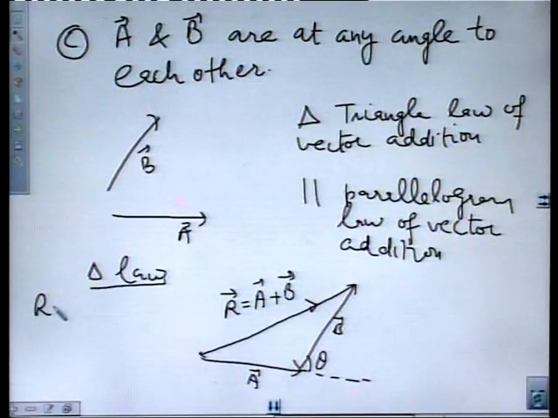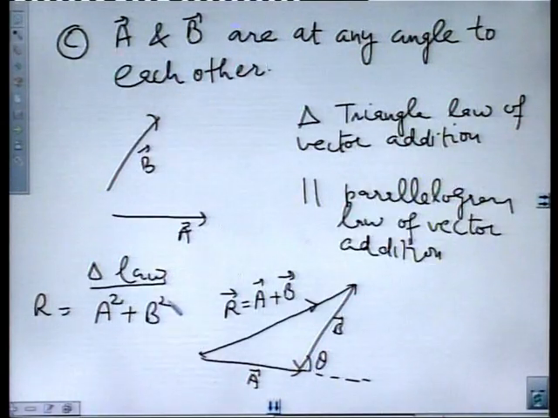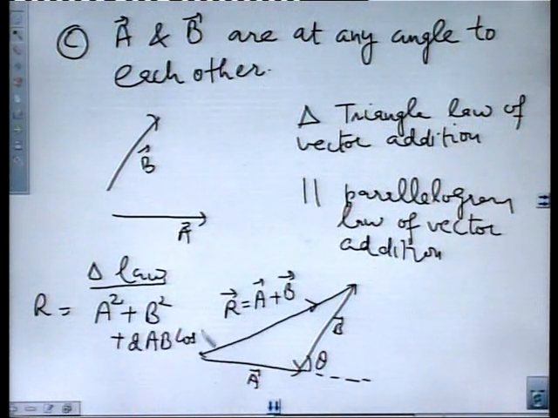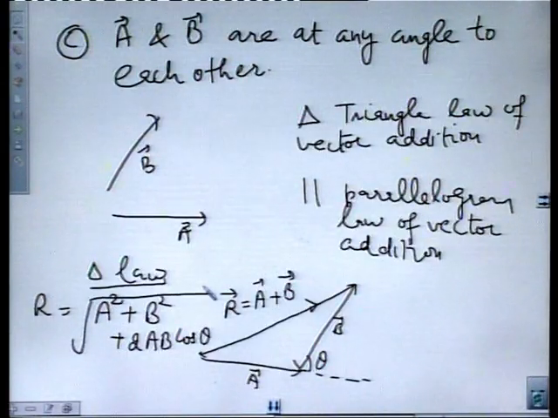If we have to take the magnitude of R, this will be equal to the square root of magnitude of A square plus magnitude of vector B square plus 2AB cos theta. So this is the magnitude of the resultant vector according to the triangle law of vector addition.